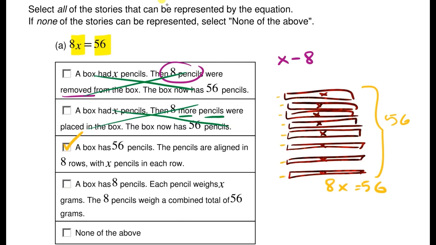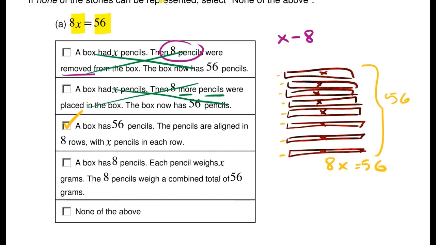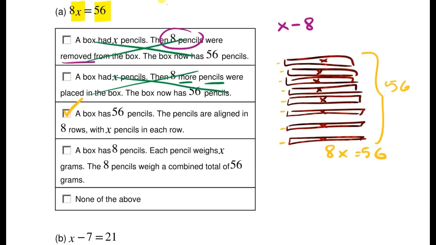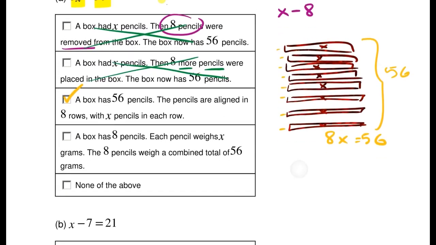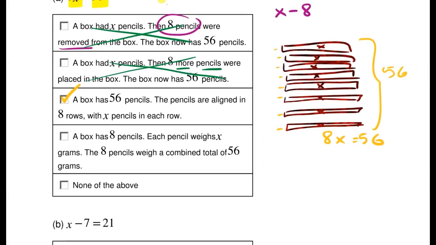A box has 8 pencils. Each pencil weighs X grams. Then the 8 pencils weigh a combined total of 56 grams. So it makes sense. You have 8 pencils and each of them weighs X grams, so 8 times X equals 56. Scenario 4 is also one of the correct answers.